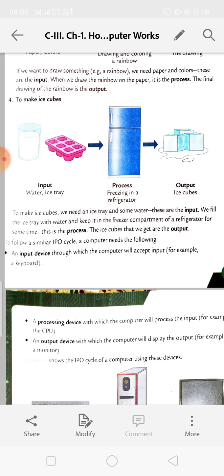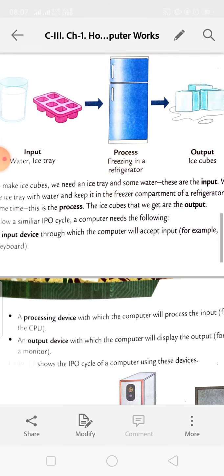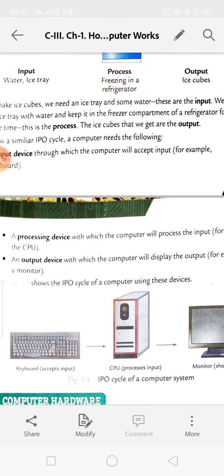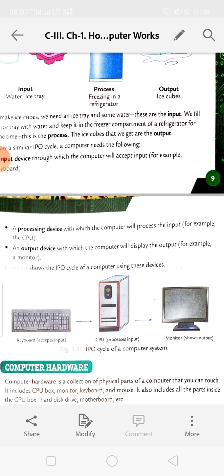To follow a similar IPO cycle, a computer needs the following: an input device through which the computer will accept input, for example, a keyboard; a processing device with which the computer will process the input, for example, the CPU; an output device with which the computer will display the output, for example, a monitor. So these are the main objects of a computer to go through the IPO cycle. That is, we give input through the keyboard, the processing goes on inside the CPU box, and the answer we get on the monitor is output.